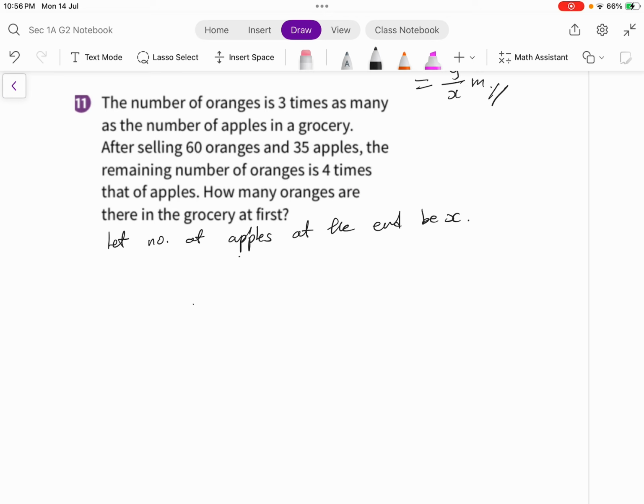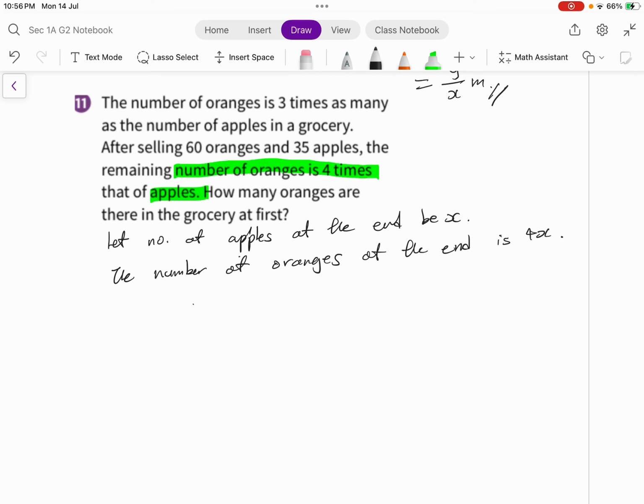Okay, so initially, the number of oranges is 4 times that of the apples. So we get oranges to be 4x. The number of oranges at the end is 4x.